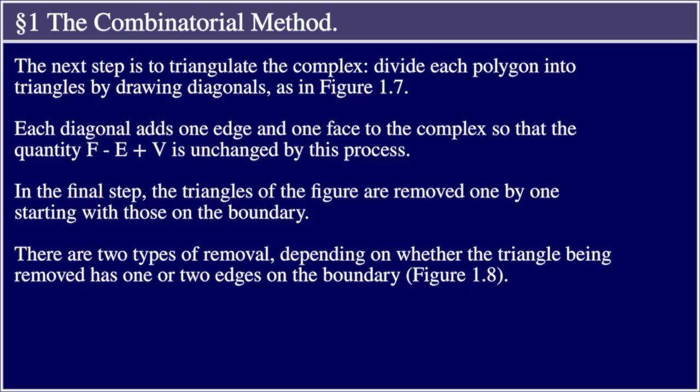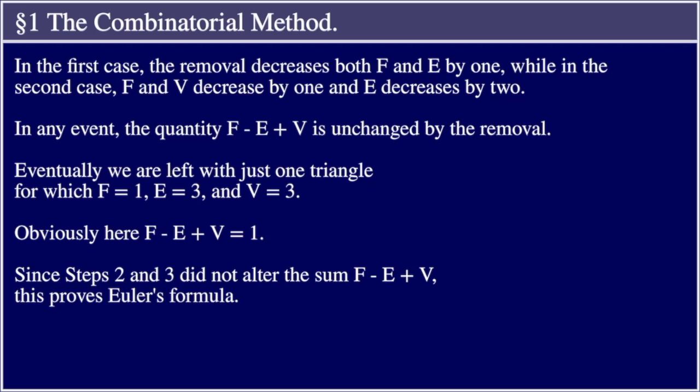Figure 1.8. In the first case, the removal decreases both F and E by 1, while in the second case, F decreases by 1 and E decreases by 2. In any event, the quantity F minus E plus V is unchanged by the removal. Eventually, we are left with just one triangle for which F equals 1, E equals 3, and V equals 3. Obviously here, F minus E plus V is equal to 1. Since steps 2 and 3 did not alter the sum F minus E plus V, this proves Euler's formula.